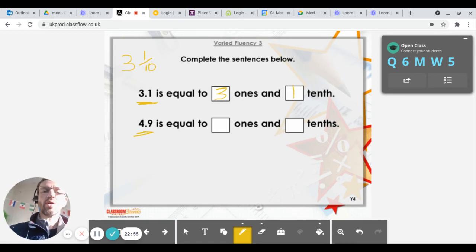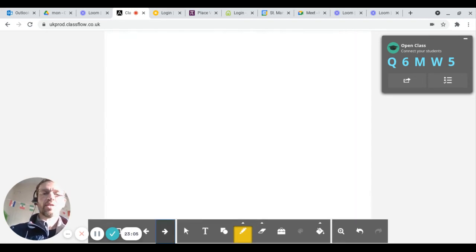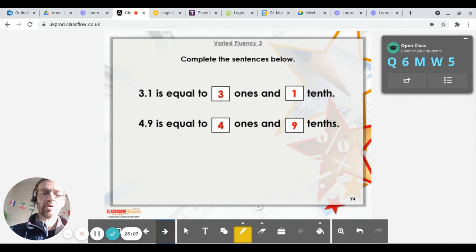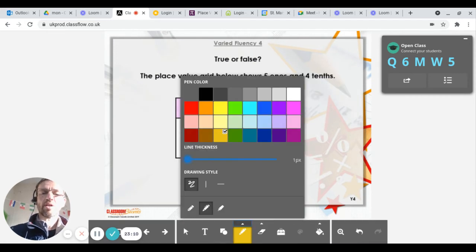4.9 is equal to blank ones. How many ones? It's got 4 ones. And how many tenths? It's got 9 tenths. Okay. There we go. Just going to grab a darker pen.